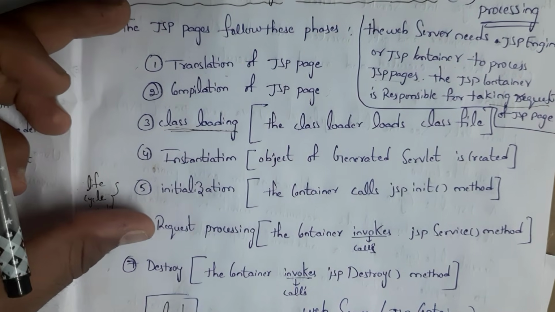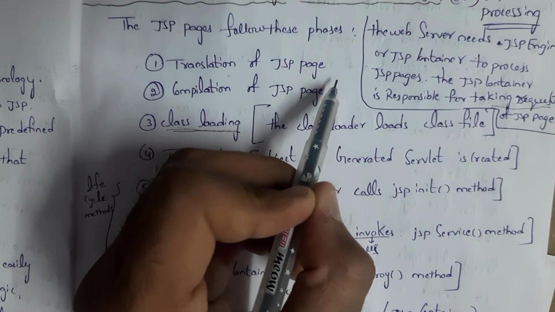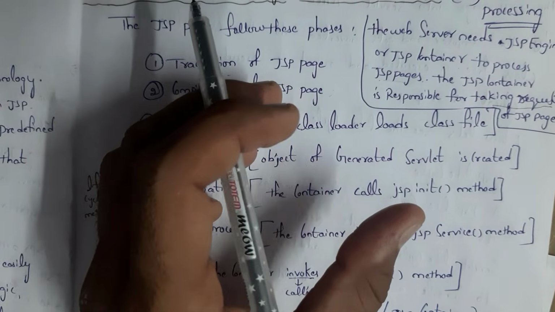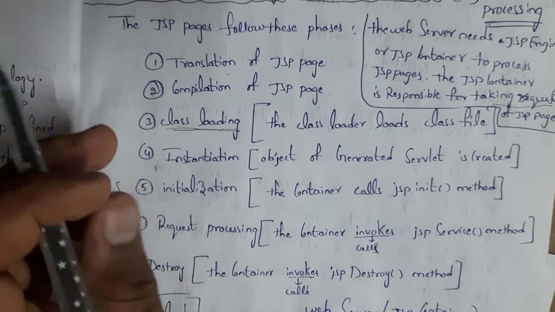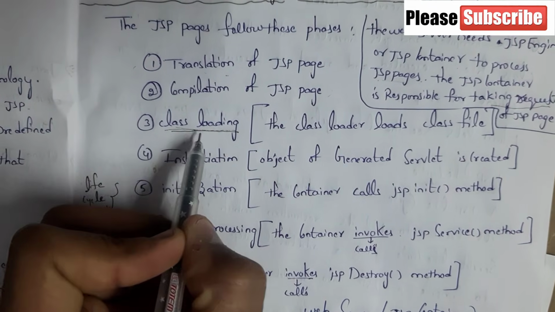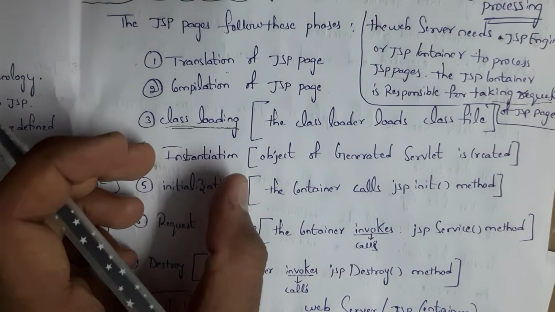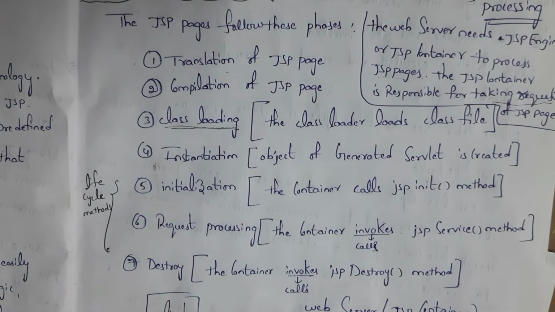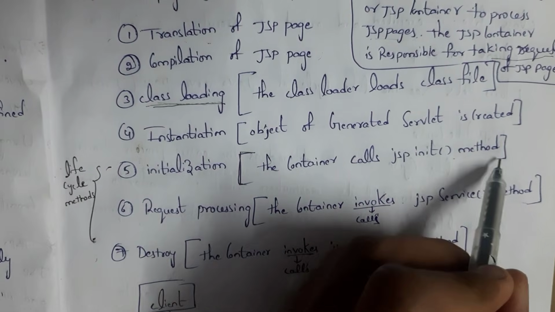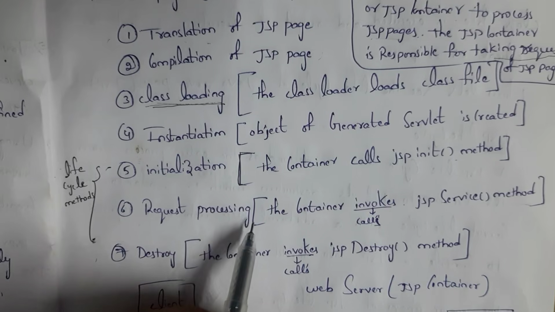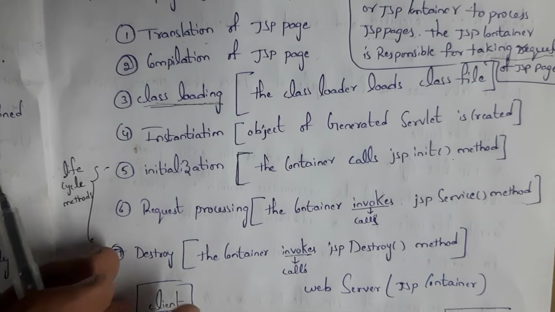These are the phases that a JSP page will follow. First one is translation of the JSP page. After translation, we will compile that JSP page. Third phase is class loading, where the class loader loads the class file. Fourth one is instantiation, where an object of the generic servlet is created. Fifth phase is initialization, where the container calls the init method. Sixth phase is request processing, where the container calls the service method, and at last the destroy phase.